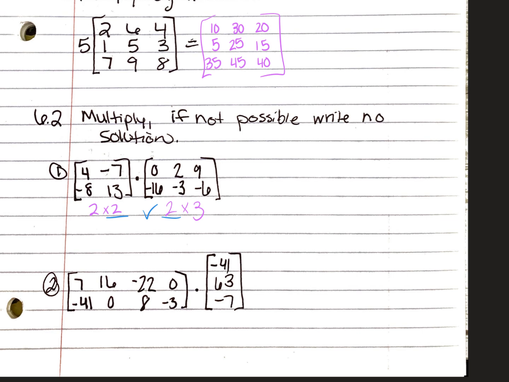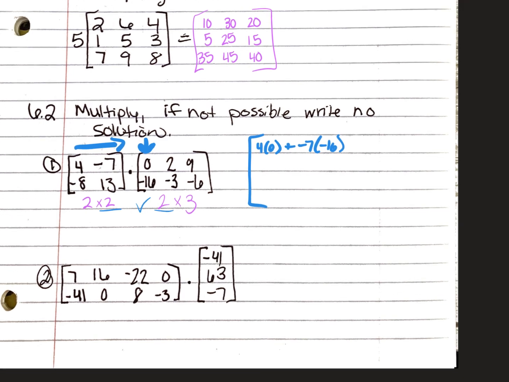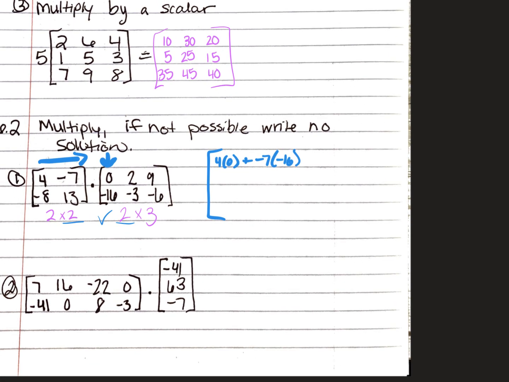So when multiplying, remember, we go over the first one and down the second one. So we're going to do 4 times 0 plus negative 7 times negative 16. Hold on, let me make that a little smaller. Okay, so then for the next one, we're going to do the 4 and negative 7, but we're going to go down the second column. So we'll do 4 times 2, negative 7 times negative 3.